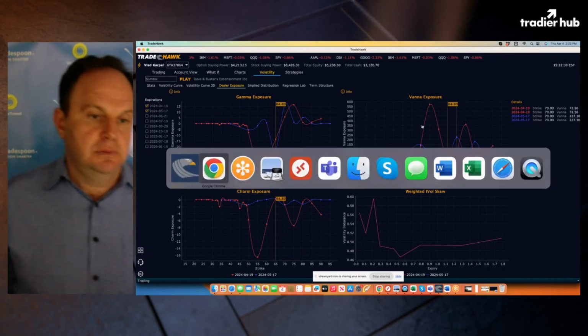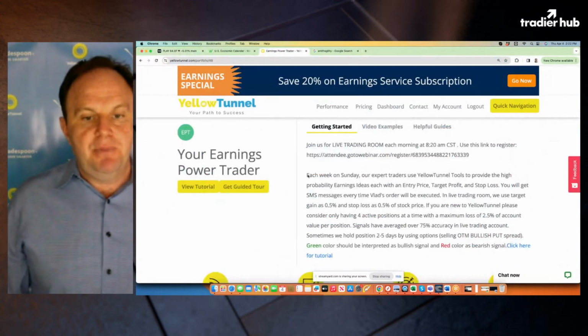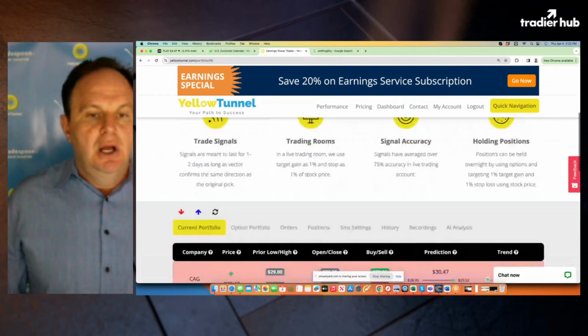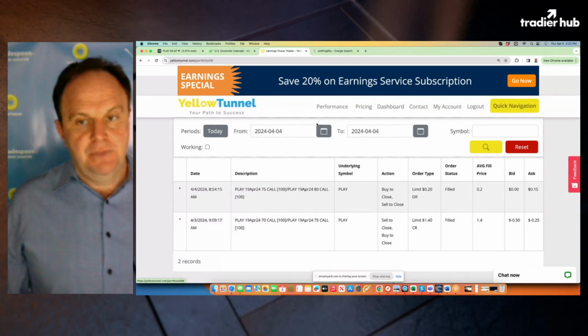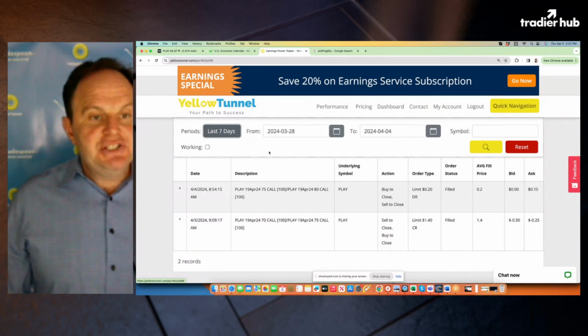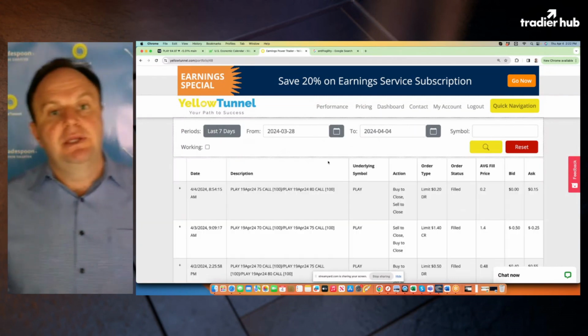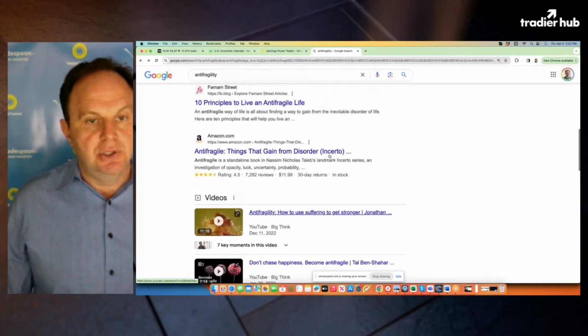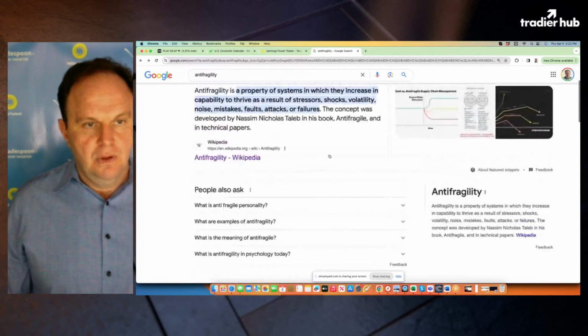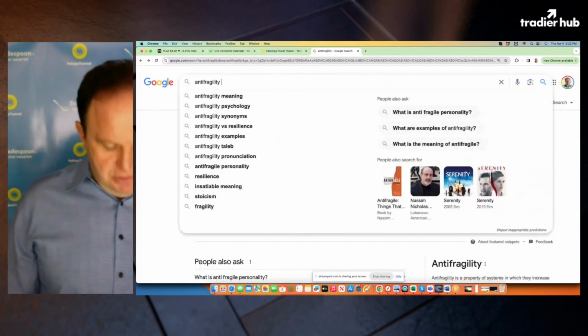So how do you trade in this specific example? So through earnings power trader, I did trade a butterfly, right? So I did the butterfly. And this is the idea of butterfly is kind of what Nassim Taleb talks about, in anti-fragility and asymmetrical returns. Anti-fragility book.